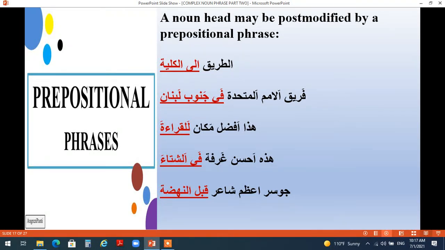هذه أحسن غرفة في الشتاء. أيضا في الشتاء this is a prepositional phrase which is used to post modify the noun غرفة. جوسر أعظم شاعر قبل النهضة. قبل النهضة أيضا this is a prepositional phrase which has been used as a post modifier for the noun شاعر.